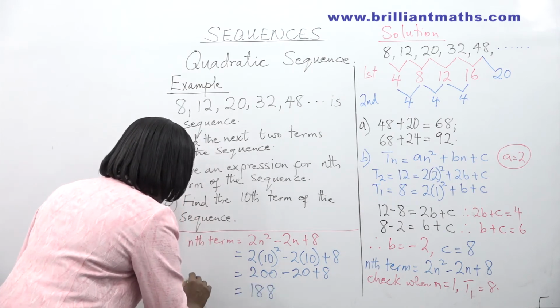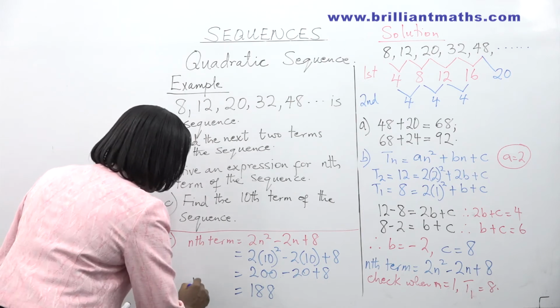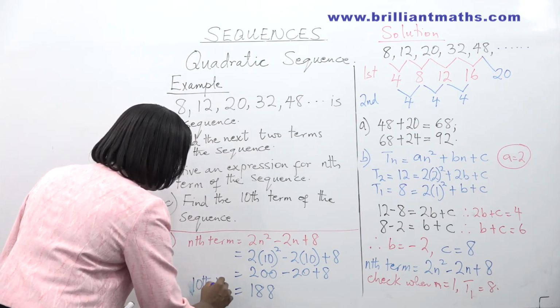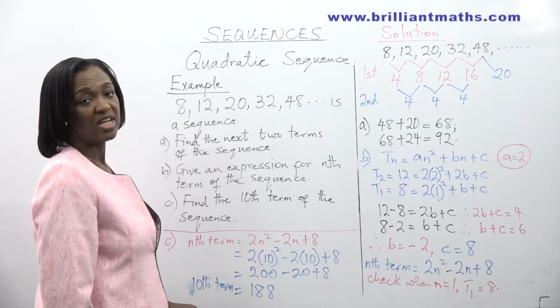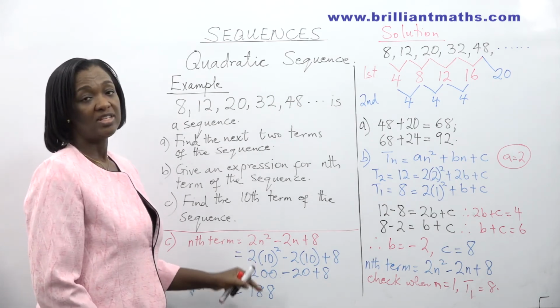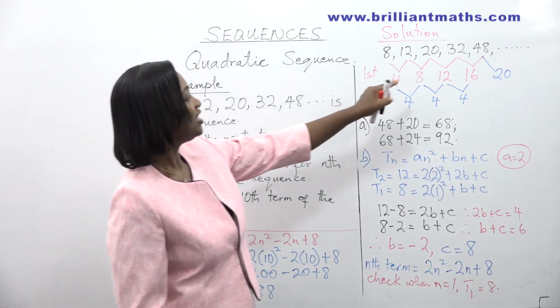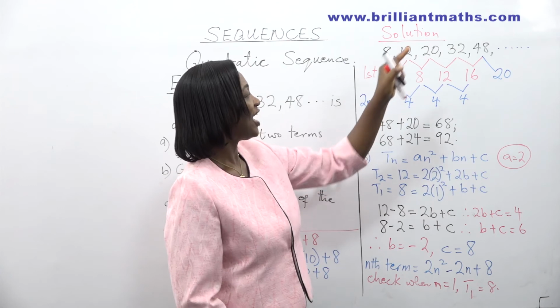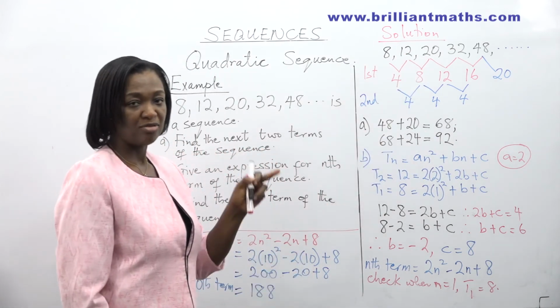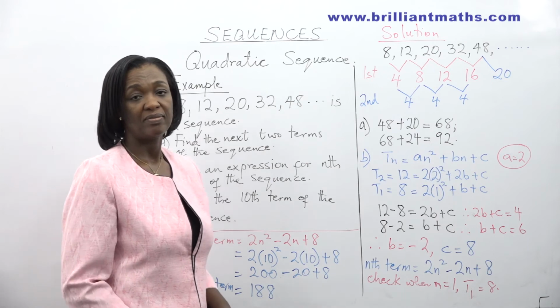So the 10th term of this sequence is actually 188. Some of you could take your time to try it out. Just add the differences and get to the 10th term, and you'll see that it's actually 188.